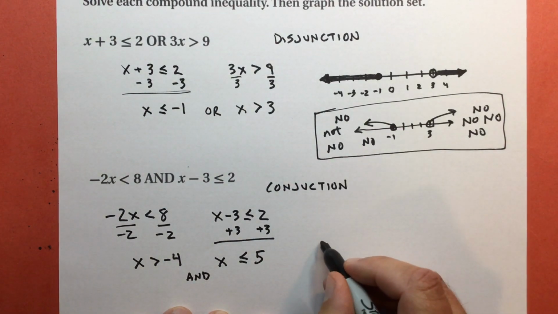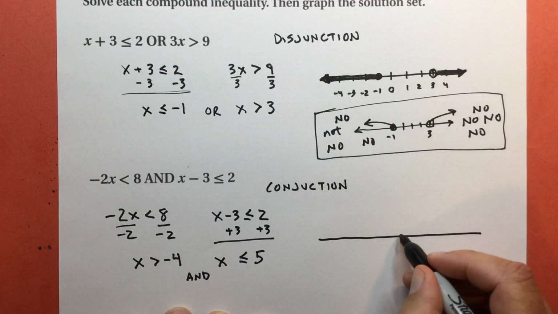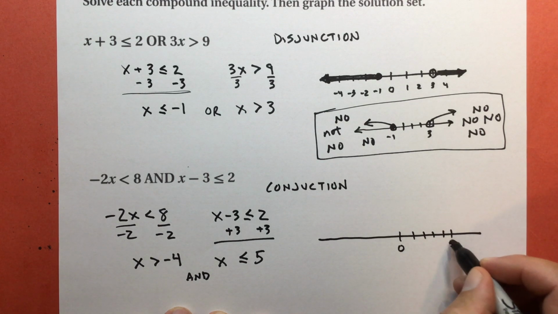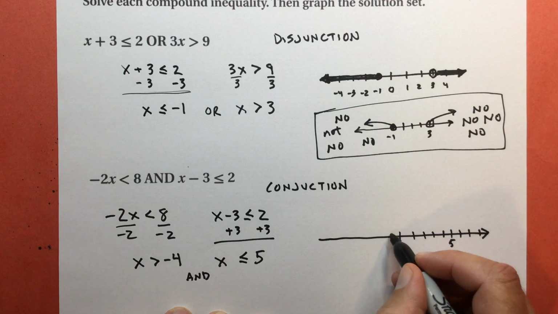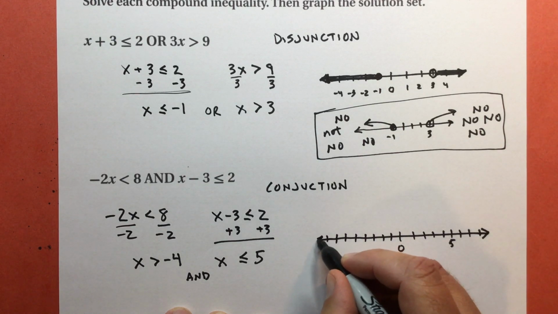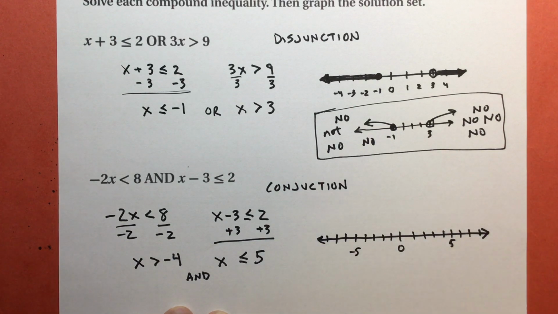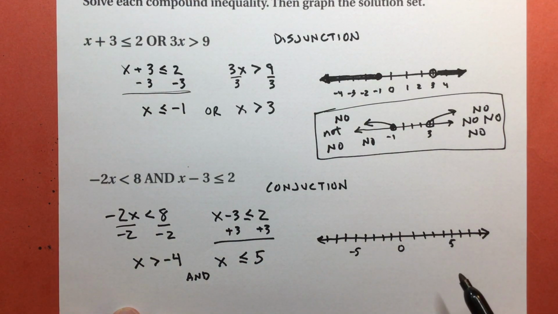Okay, so let's graph that. Here's 0, 1, 2, 3, 4, 5, 6, 7, 8. 1, 2, 3, 4, 5. Negative 5 right there. I just labeled the 5 and the negative 5. They're all there. And remember, every number is here on my number line.